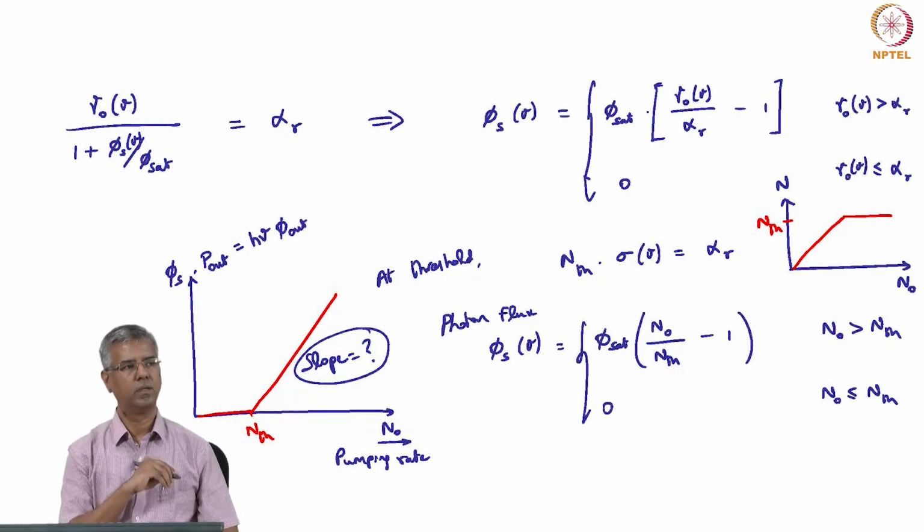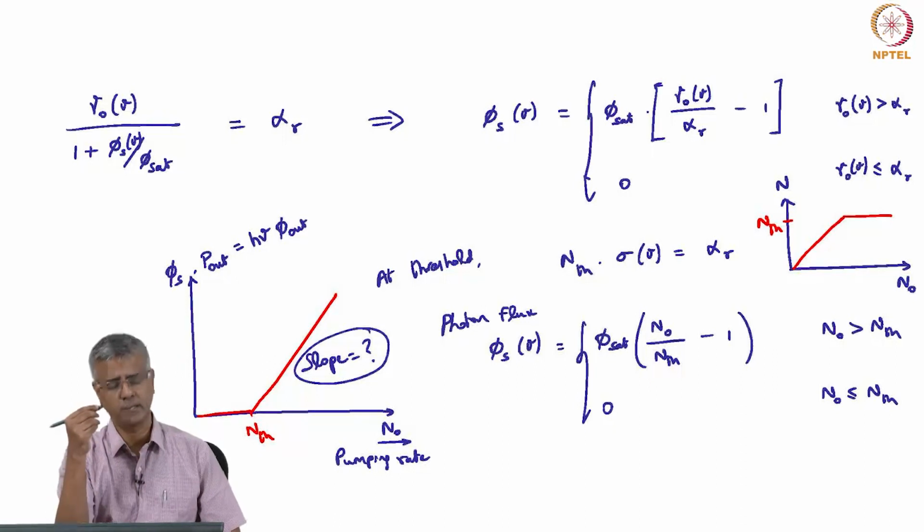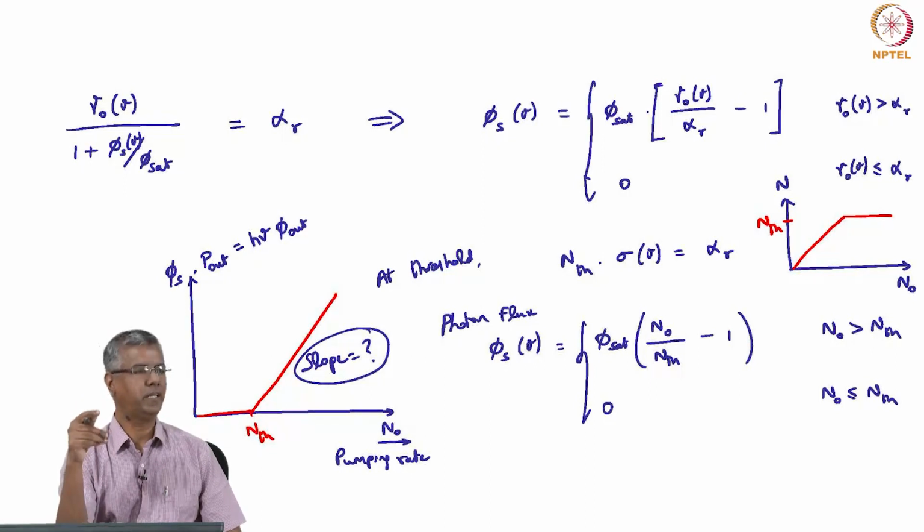Any other questions? Okay. So, let us just get back to this discussion. Let us continue from where we left off yesterday. So, the question is, what is the slope? That is typically what we call the slope efficiency of the laser. Slope efficiency clearly determines the efficiency with which you are converting pump photons to signal photons. You want as large a slope efficiency as possible.